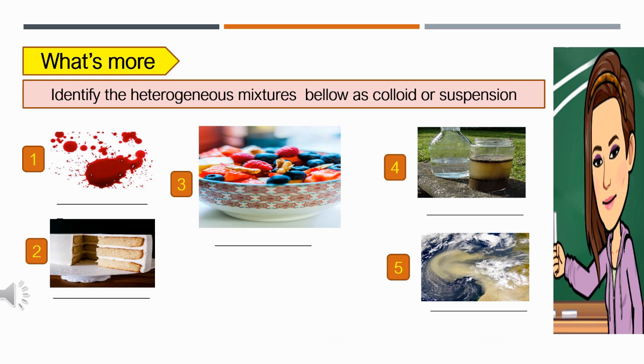Okay, class, let us check if you really understand our lesson for today. So I have here different pictures. What you are going to do, just identify the heterogeneous mixtures below as colloid or suspension. Did you get it? Very good. Okay, go.